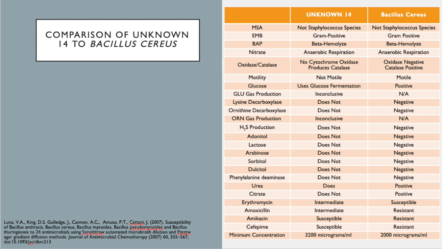When comparing the unknown number 14 to the Bacillus cereus species, the two bacteria match on almost every column except for motility, citrate, antibiotic resistance, and minimum concentration. We already talked about our discrepancy for the motility test, and we think that our sources of error for the citrate, MIC, and antibiotic testing were purely due to uncertainty in some of the internet images.